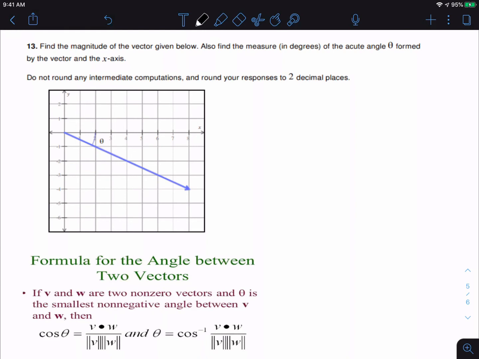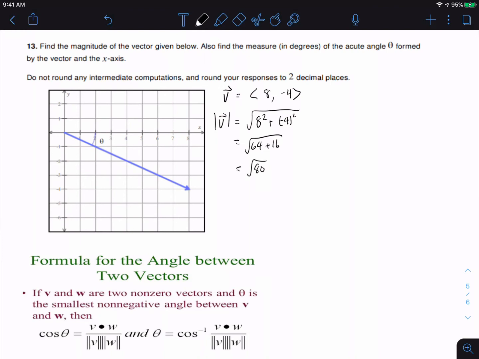Okay, so let's see. So they want us to find everything. So our vector v is going to be equal to, it looks like, 8 comma negative 4. Is that what you guys got? So then the magnitude of this vector is going to be 8 squared plus a negative 4 squared, square rooted, which will be 64 plus 16, which is going to give us root 80.